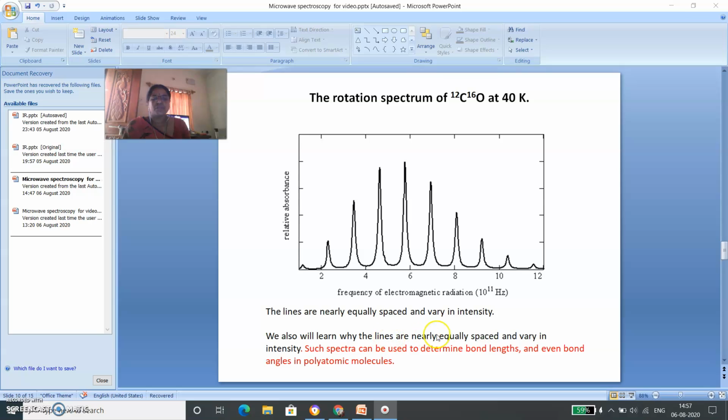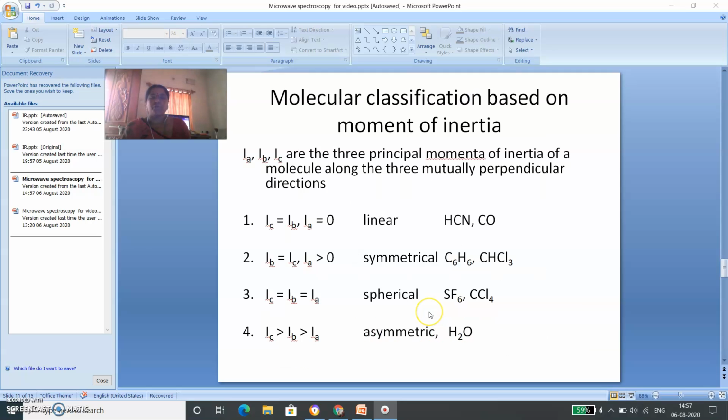So why are these lines equally spaced? Because, as I have explained, delta J is equal to plus or minus 1. It can go from one level to the next higher energy level. The difference between any of them is only 2B. Hence the lines are equally spaced. And one more point: the spectra can be used to determine bond lengths and even bond angles in polyatomic molecules.